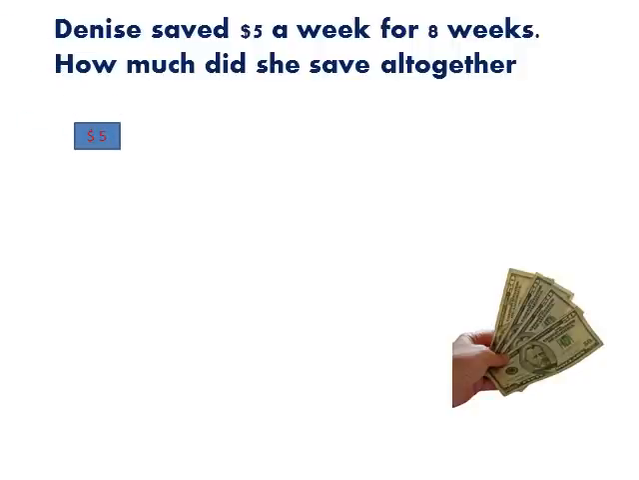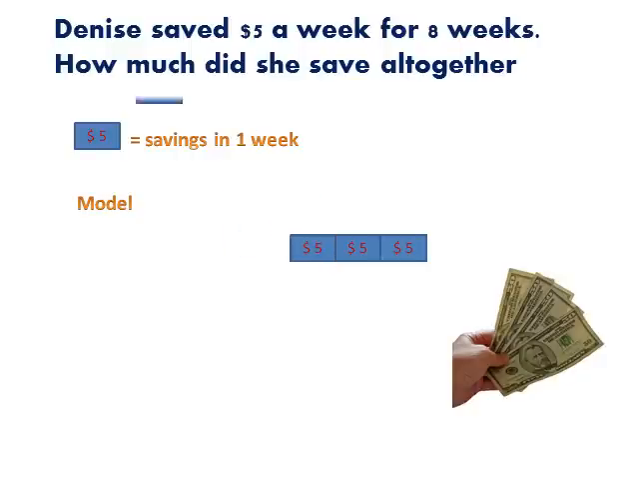Okay, so let this box represent her savings for 1 week, and for 1 week she saves $5, right? But then she saves 8 weeks, so how many of these boxes does she have? So that's the second week, for the third week, for the fourth week, another $5 for the fifth week, another $5 for the sixth week, another $5 for the seventh week, and another one for the eighth week.